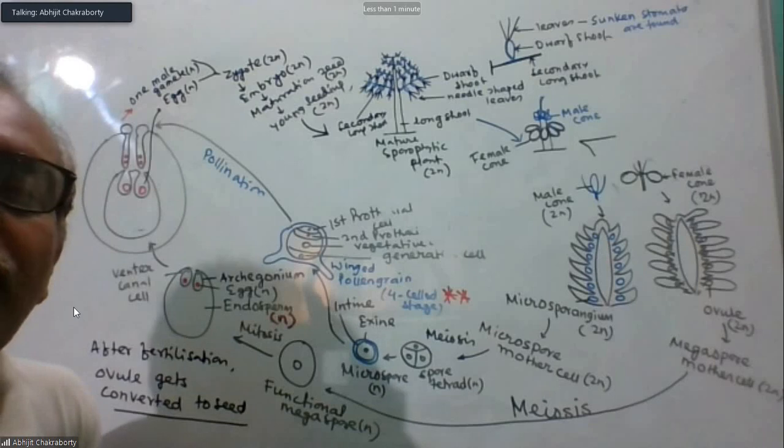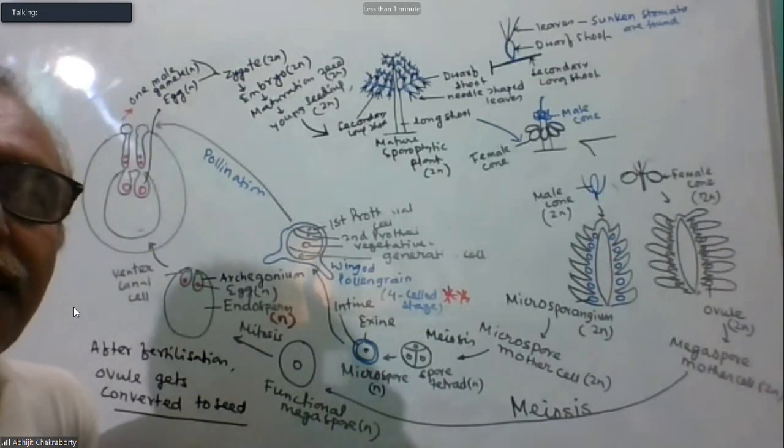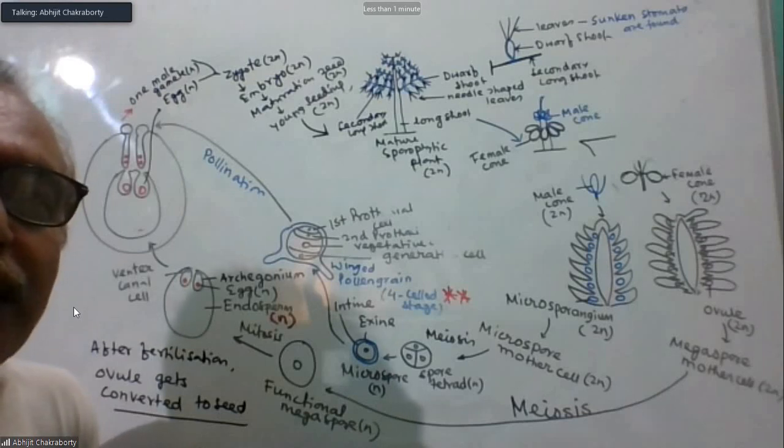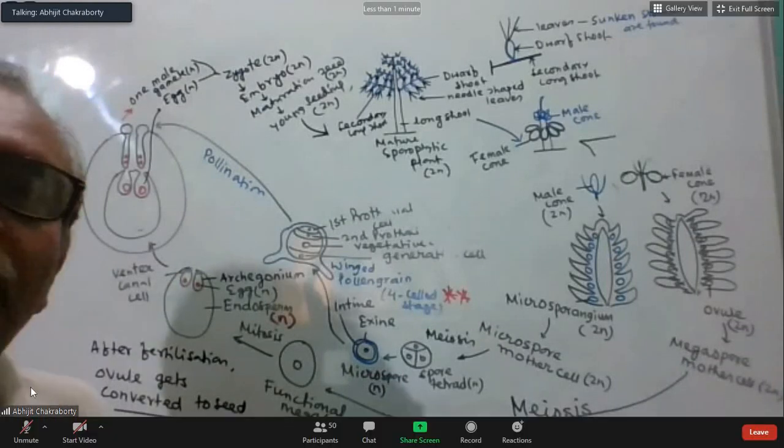Endosperm is formed before fertilization and hence it is haploid. Lastly, polyembryony is noticed, where more than one embryo is formed in one seed.